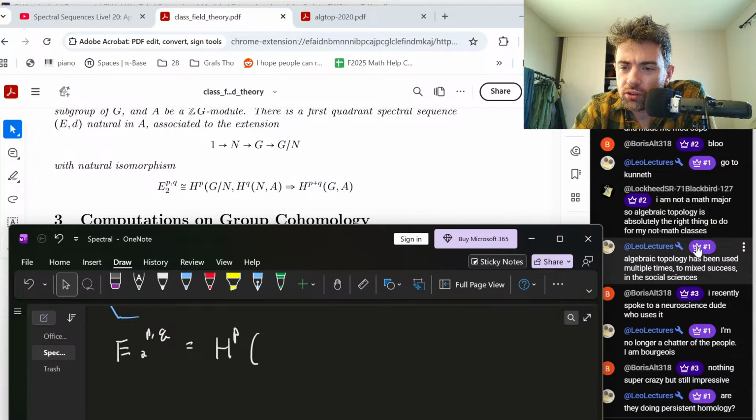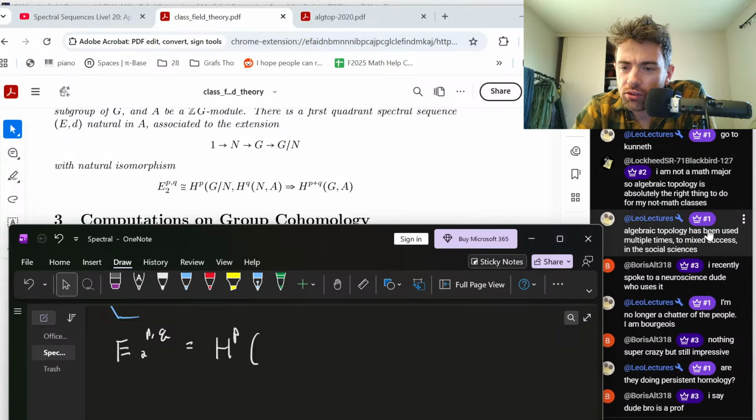Algebraic topology is absolutely the right thing to do for your non-math classes. Yes, I agree. Yeah, neuroscience dude who's used it. That's interesting. I've heard of spectral graph theory being used in neuroscience.